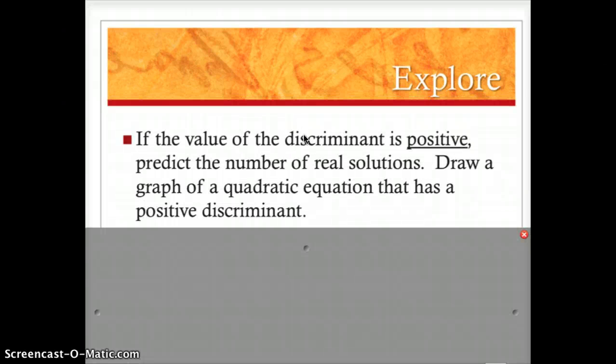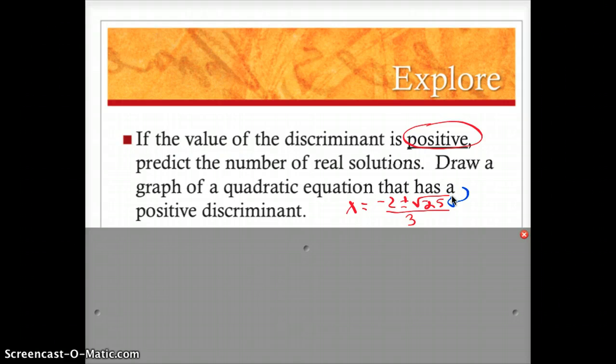If the value of the discriminant is positive, I want you to predict the number of real solutions. And then in a minute, we're going to draw a graph of a quadratic equation that has that positive discriminant. All I know is that this value under here is positive, so it could be any positive number. So we'll say x equals negative 2 plus or minus the square root of 25 all over 3. Okay, make it totally up, but that would be an example of a positive discriminant. What's going to happen there?